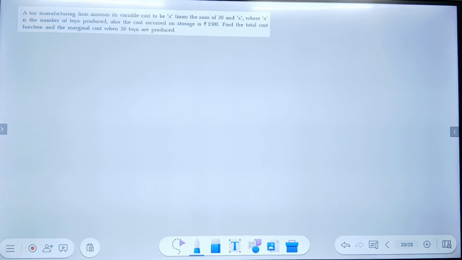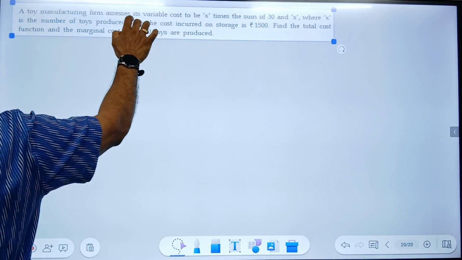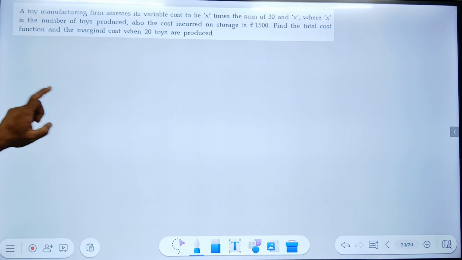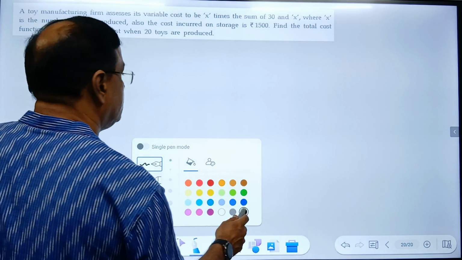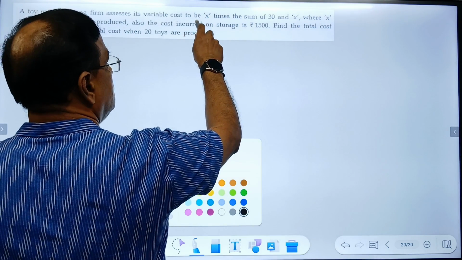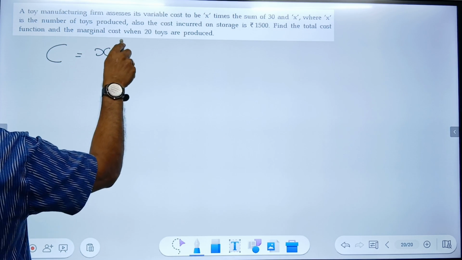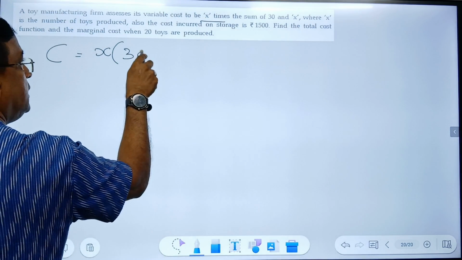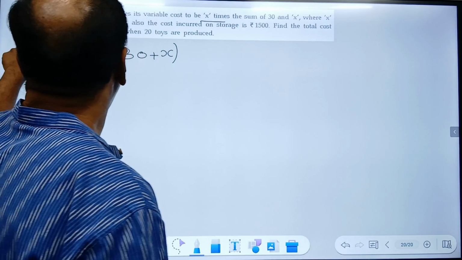Let's do the last problem. This is again a worked out example in the ML Agarwal, in the CBSE handbook, applied mathematics. Okay, it's not difficult. It can also be asked for science students. That is why I'm sharing it with you, so it's useful to you. A toy manufacturing firm assesses its variable cost to be x times the sum of 30 and x, where x is the number of toys produced.